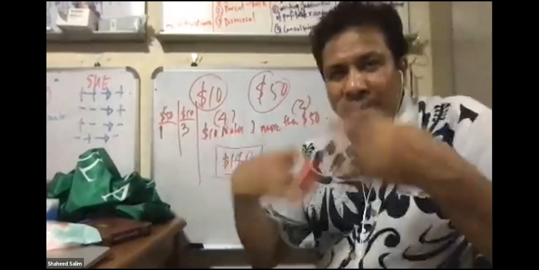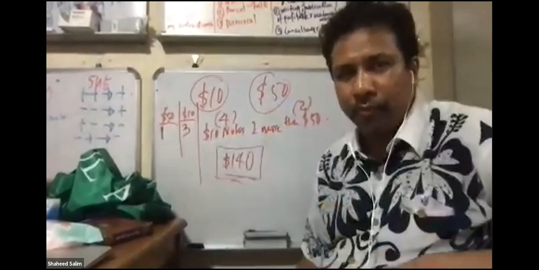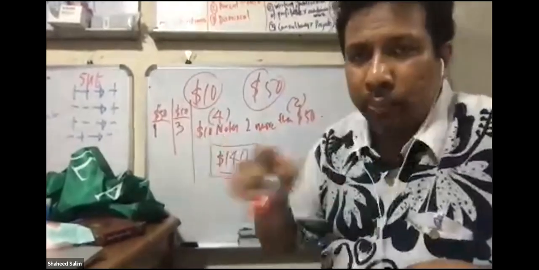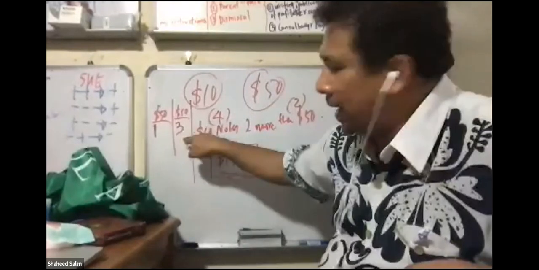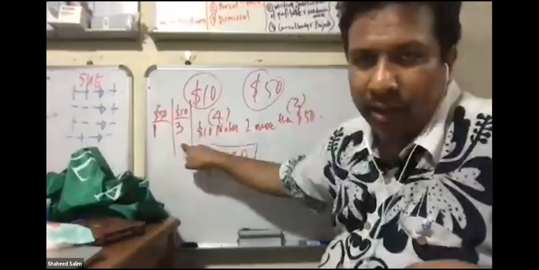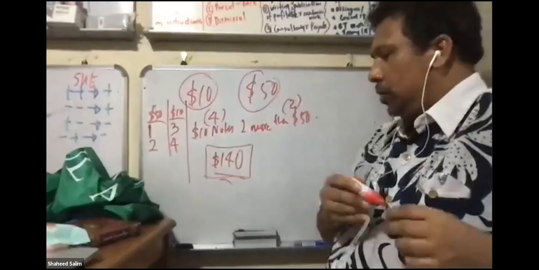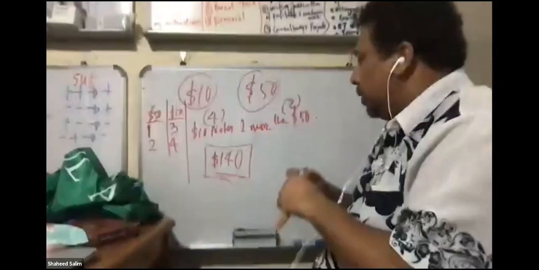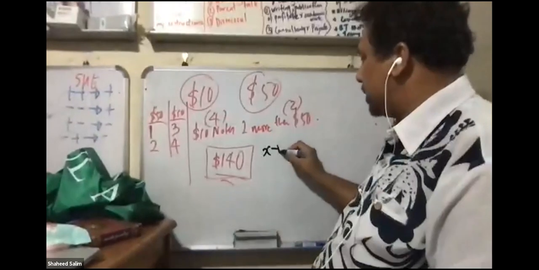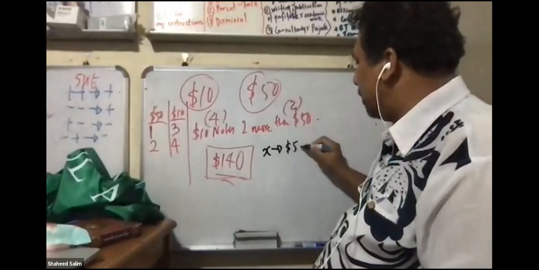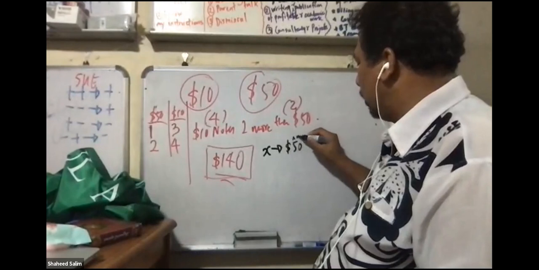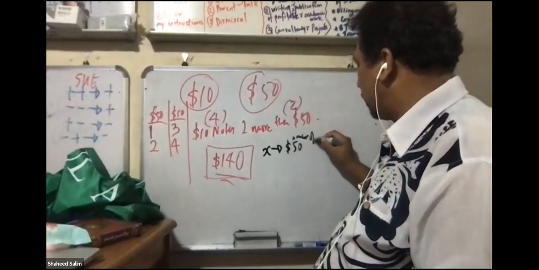Well done. Now imagine I'm going to do it as algebra. Last time in primary school, you did the guess and check method. What's the guess and check method? We try now two $50 notes, then four. You see? Now what do we do? So I'm going to show you the method. X is the number of $50 notes. X equals the number of $50 notes.